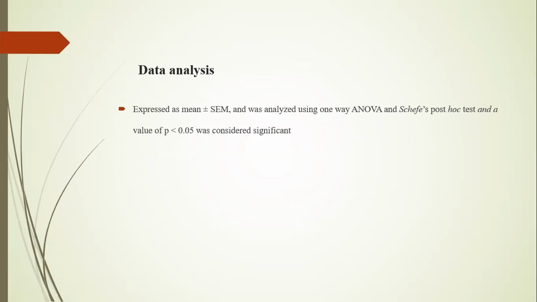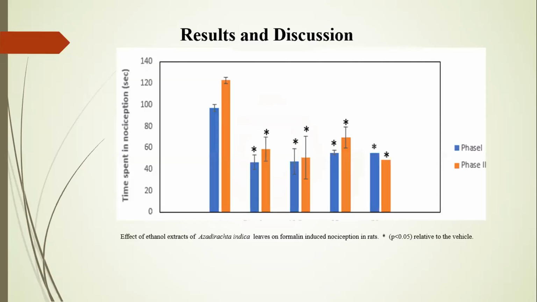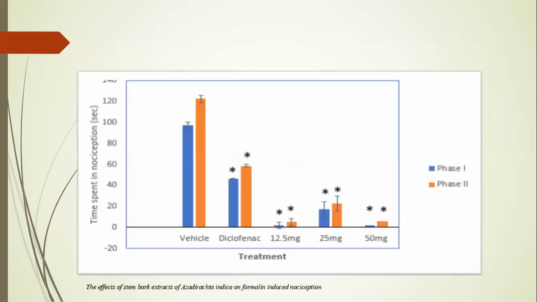The data was expressed as standard error of the mean, and then analyzed using one-way ANOVA with post-hoc test. Significance was set at P less than 0.05. Results and discussion: the leaves extract, and the stem extract of the plant, exhibited significant antinociceptive effects, as indicated by the stars. It shows that P is less than 0.05. The same was observed with the stem extract here.